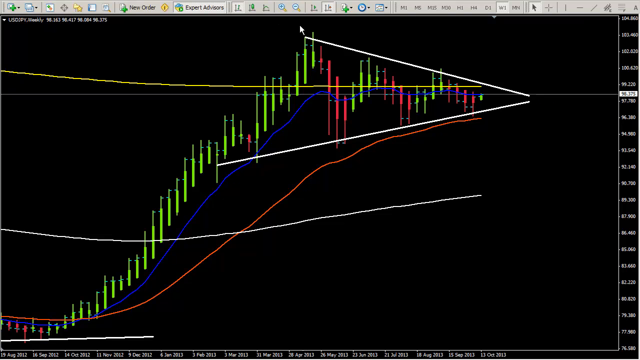Now we have a wedge and it's easy to spot, so it's also easy to draw a line with this example. Do you all understand how to draw the lines here in this wedge or triangle or whatever you like to call this?